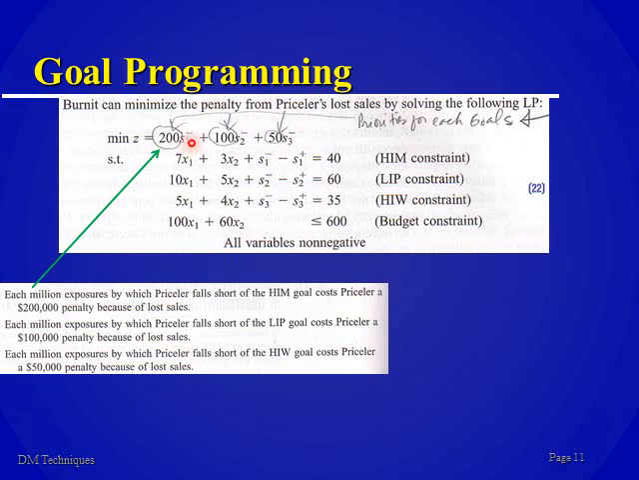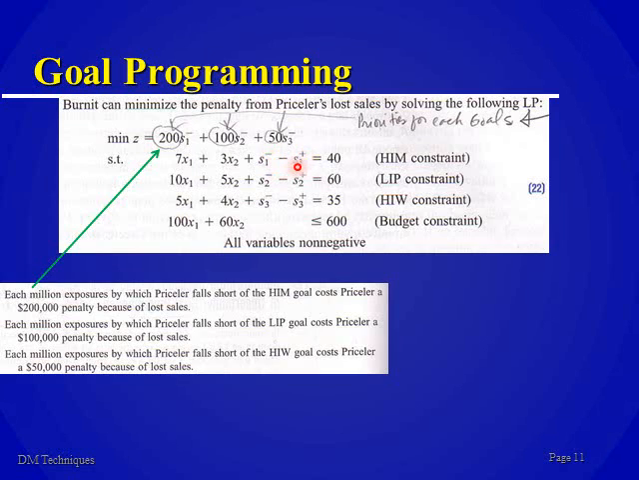The penalty for not meeting goal number 1 is $200,000. So for every unit that you don't meet goal number 1, you are penalized by $200,000. The same thing for goal number 2: every unit that departs from goal number 2 is penalized by $100,000, and every unit that comes short of meeting goal number 3 is penalized by $50,000. So that's why we see these coefficients in here. Notice that we have 2 deviational variables per constraint: S1 minus and S1 plus.